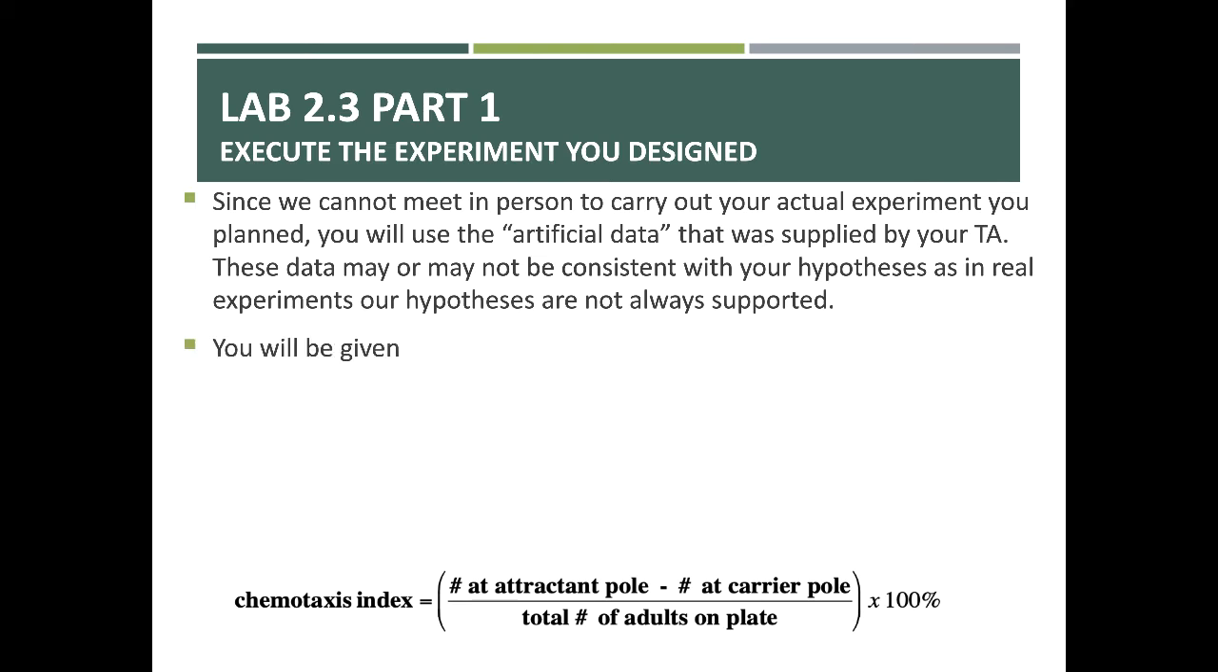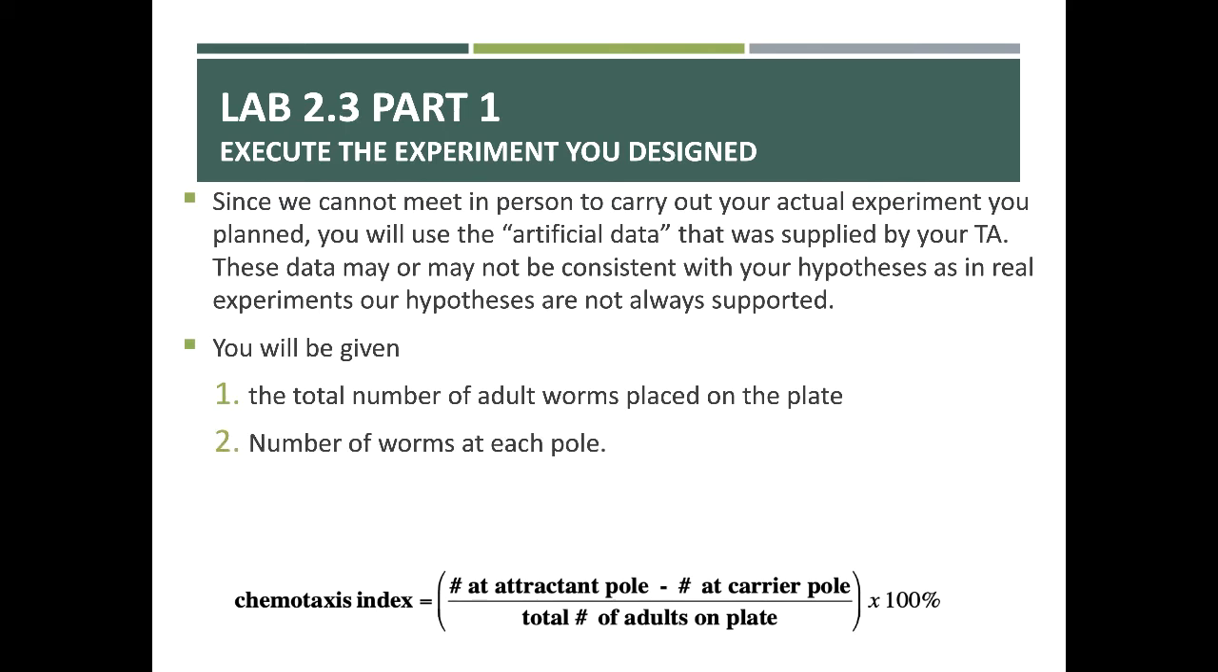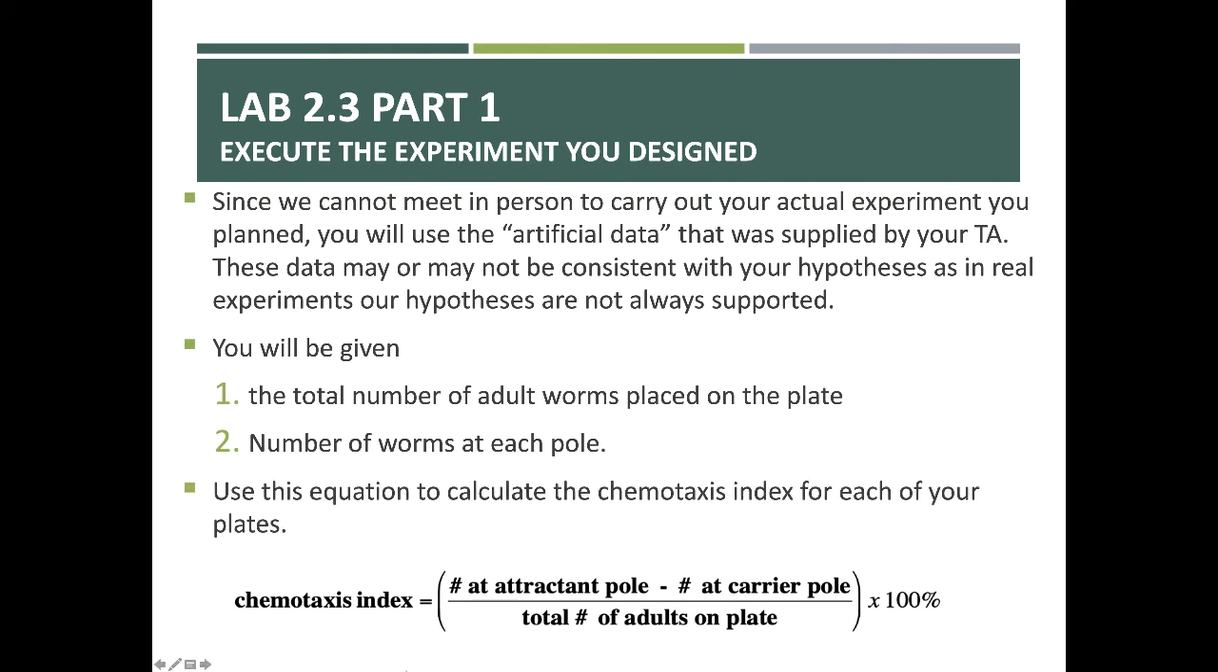What your TA will give you is the total number of adult worms placed on the plate, and then the number of worms at each pole. Now, most of you had 2 plates, so your TA will provide you with numbers for both of those plates. You will need to use this equation down here to calculate your chemotaxis index for each plate. And then you'll use those data, these chemotaxis indices, in writing your paper and making your second figure.